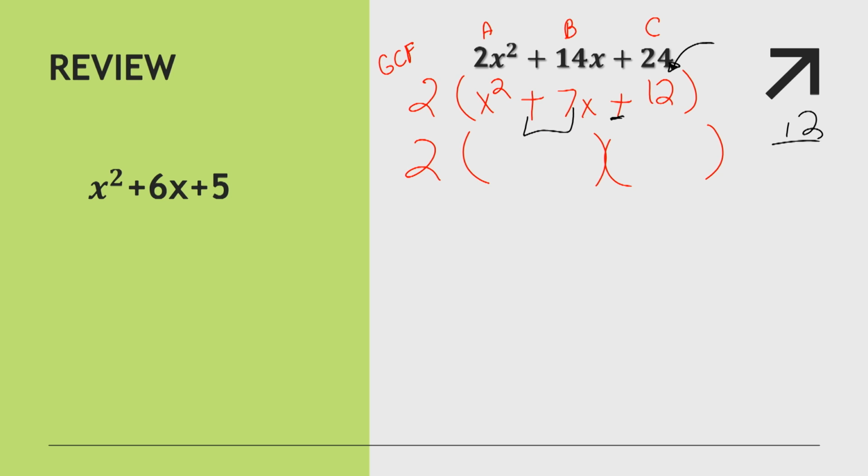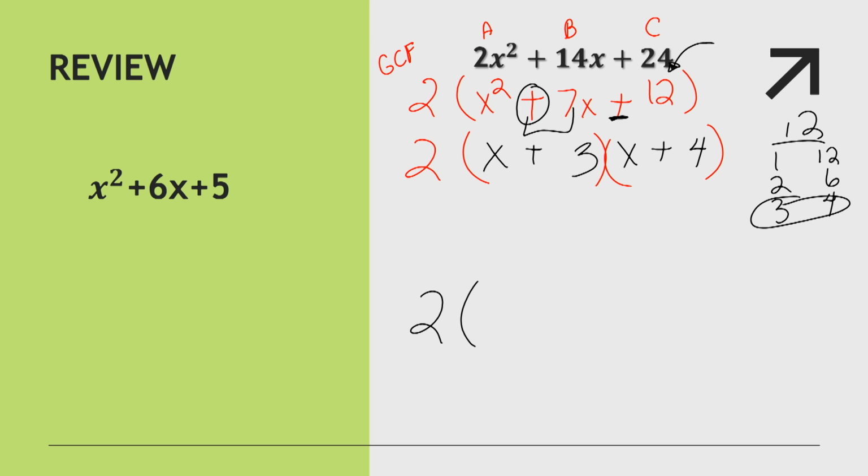So let's find those factors. I have 1 and 12, 2 and 6, 3 and 4. Which pair will add to give me that 7? Yes, so I have 3 and 4. My second operation is a positive, so that means both of my binomials are going to have the same sign as my first operation, and then my x's. So my answer is 2 times (x plus 3) times (x plus 4).